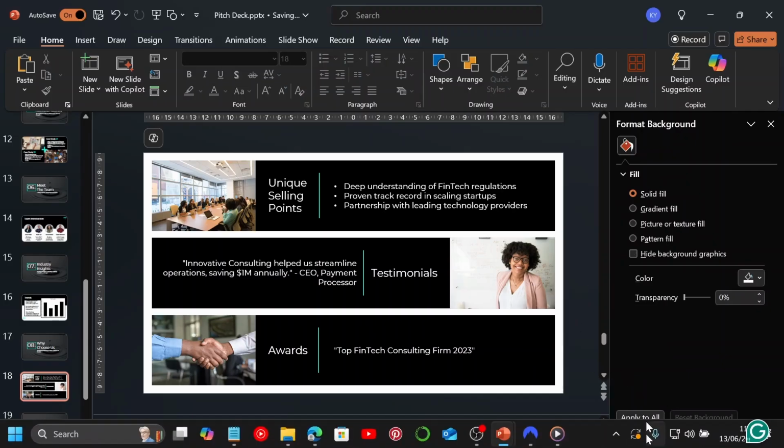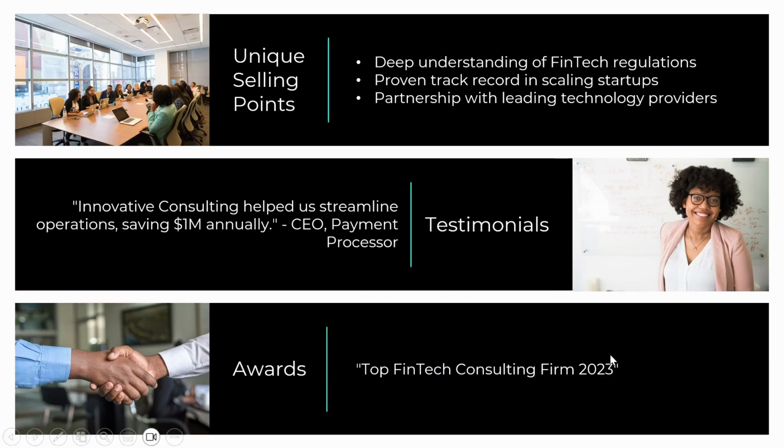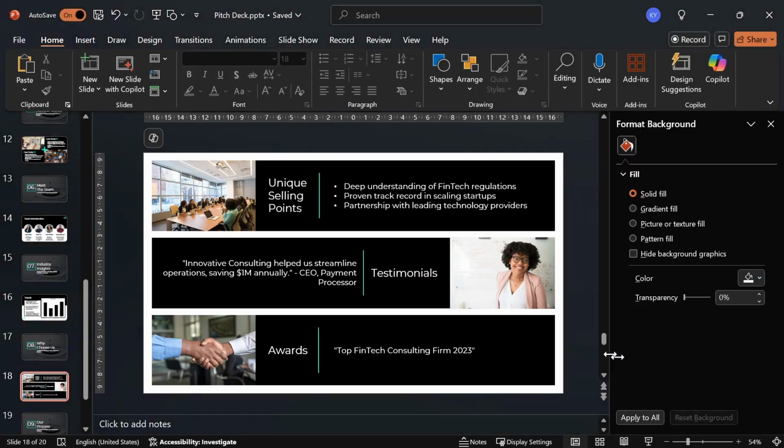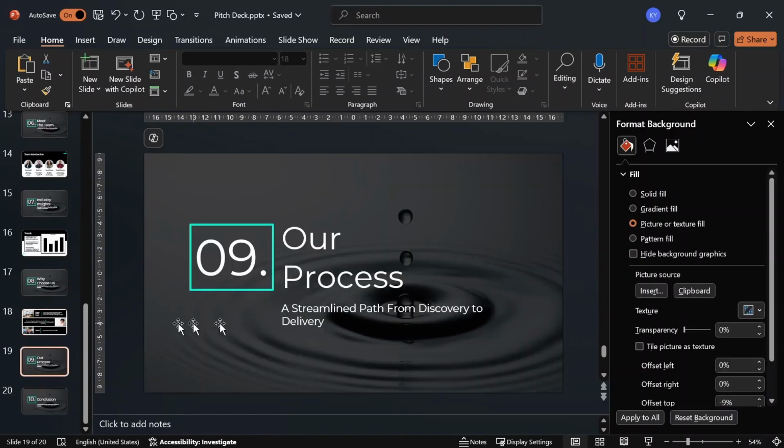Now let's open it in the presentation view and see how it looks. Yeah, it looks fine, and we're done with that. Escape to exit. Next, we're going to create our process slide. This is the only section that is going to have two slides. One is going to be a timeline and one is going to be a roadmap. So let's start with the timeline.